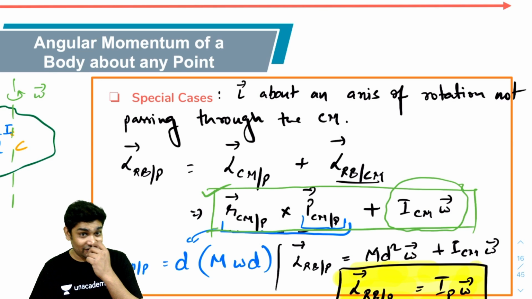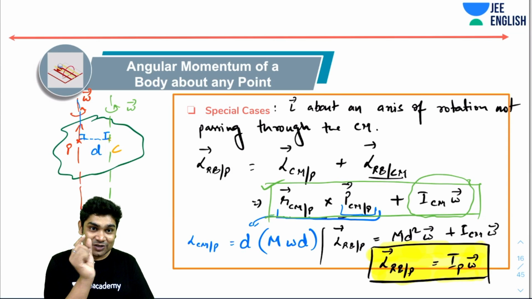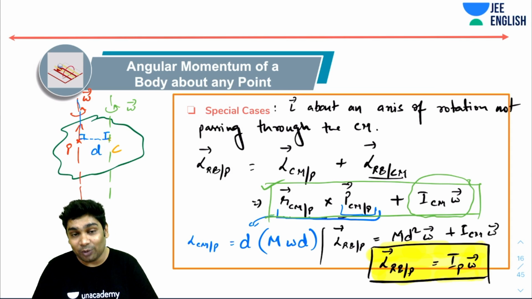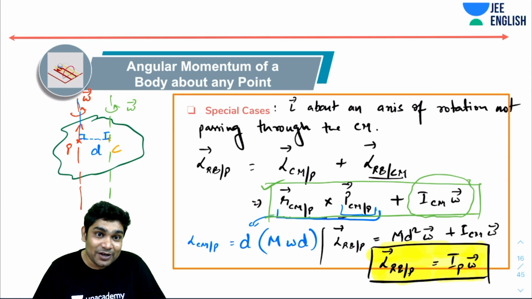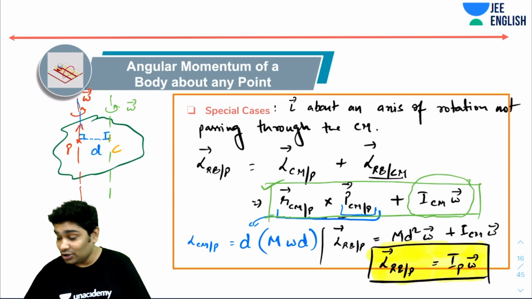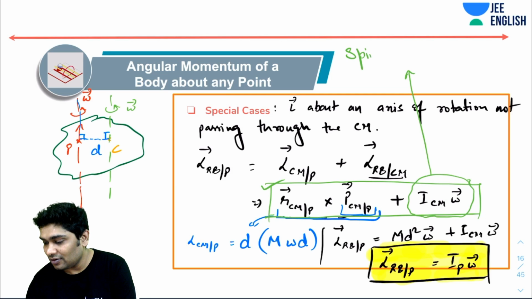I hope you've heard of spin angular momentum when you talk about electrons. All electrons are spinning on their axes, and that is why, due to that spin, they have a spin angular momentum. Spin angular momentum is an intrinsic property of a rigid body. It is independent of the point of observation. It measures the amount of rotation that a body has about its own CM. That is one quick thing that I wanted to bring to your attention. This is called spin angular.